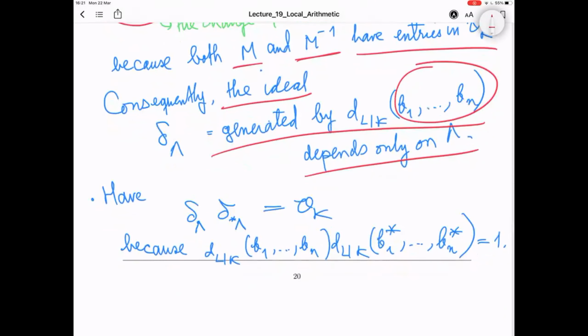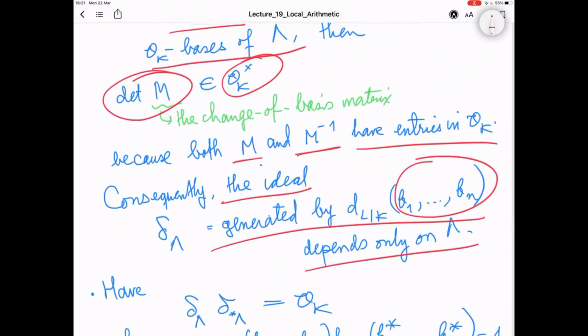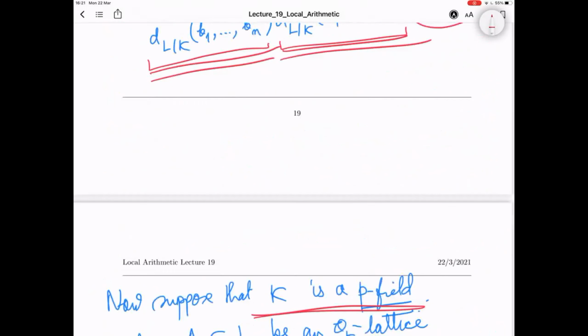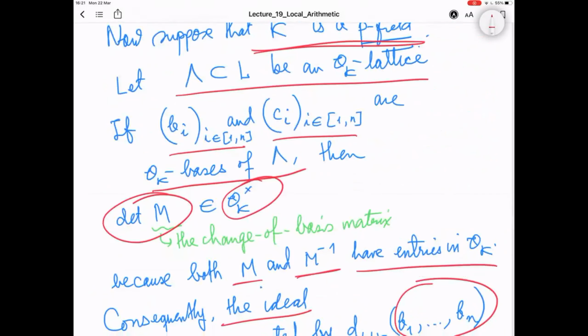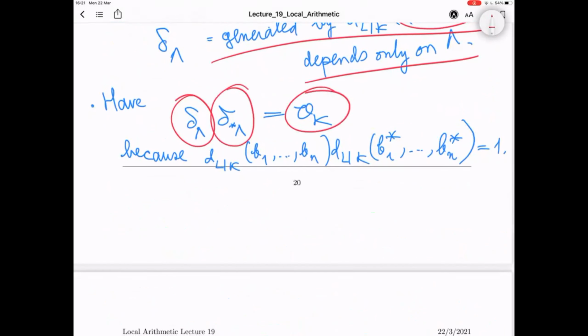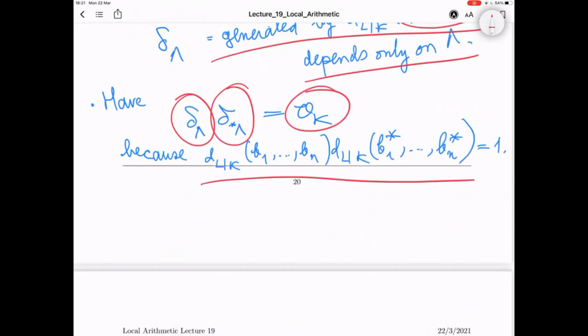And this other relation that we had, that if I take the discriminant of a basis and the discriminant of the dual basis, the product is equal to 1, will translate into this formula, that if I take the discriminant ideal of a lattice and the discriminant ideal of the complementary lattice, the product of these two ideals is the unit ideal. And it follows from this relation, as I said.